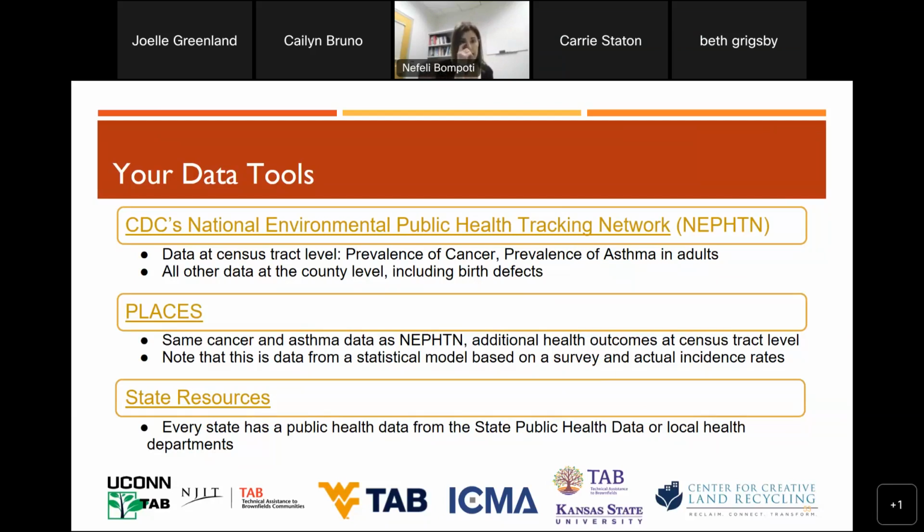Of course, the state resources. Each state has a Department of Public Health, right? This is really one of the best sources to search for the public health data that you might need. So definitely look for that website, and if you have local health departments, they also may have public health data. Next slide, please.